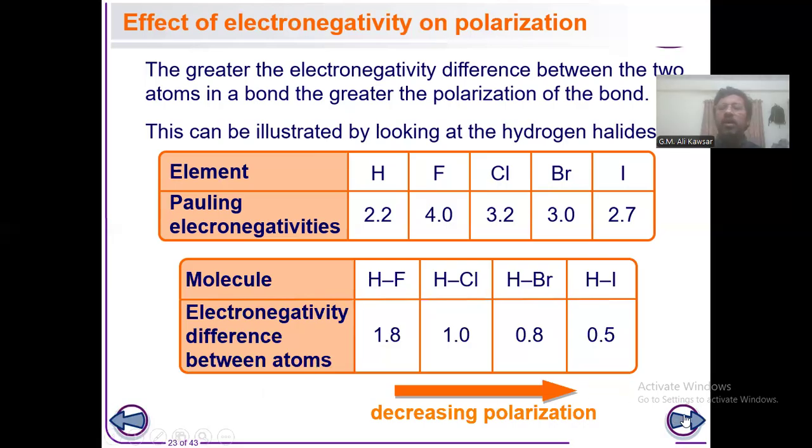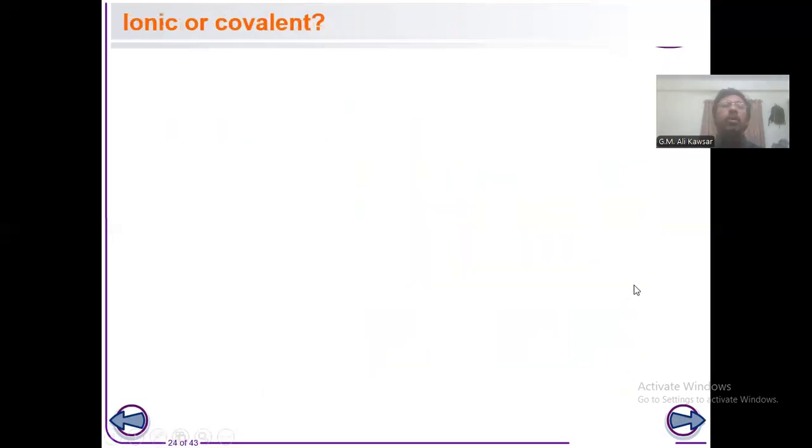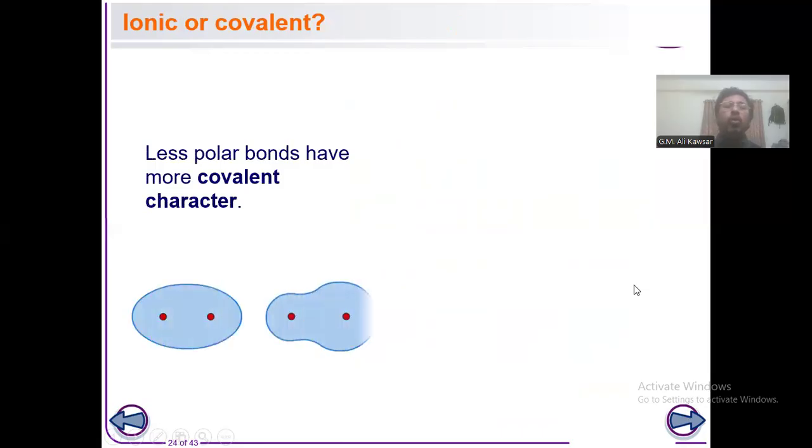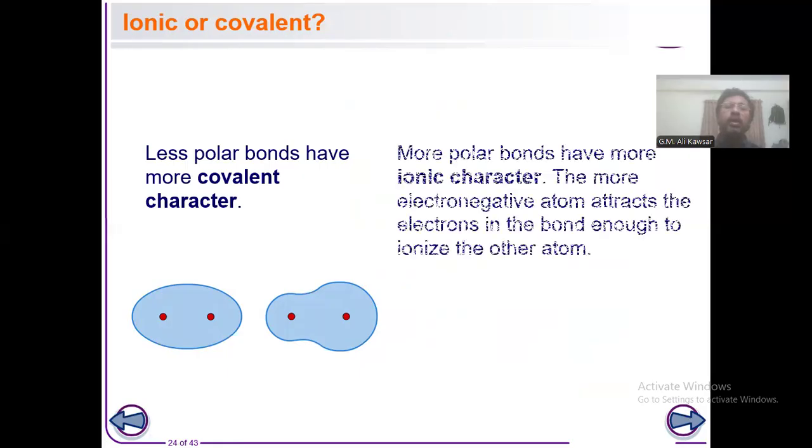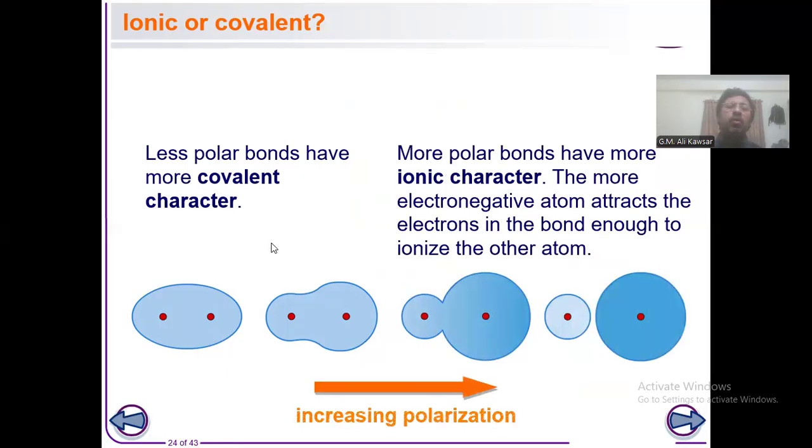Let me change the slide now. So more polarization means more ionic characteristics. Whenever we observe the shapes of these molecules during the sharing of electrons, we will also explain the polarization.